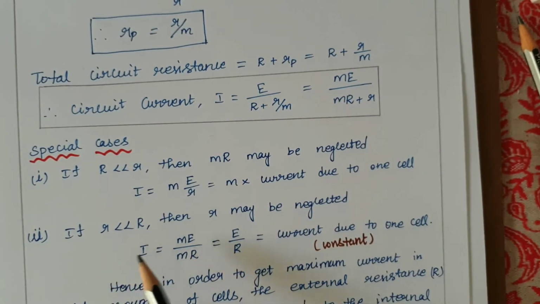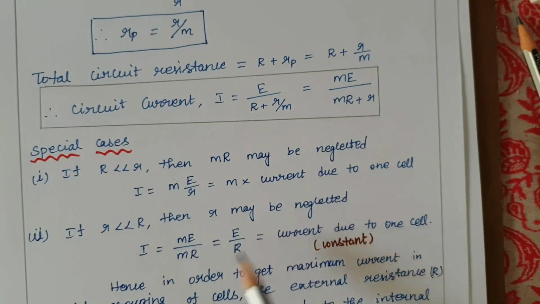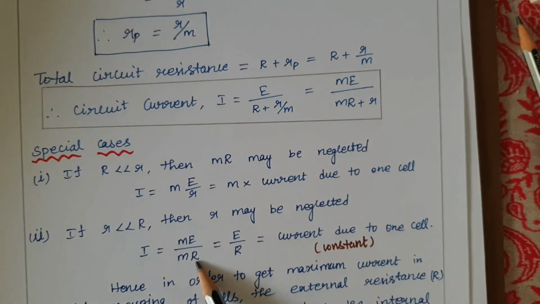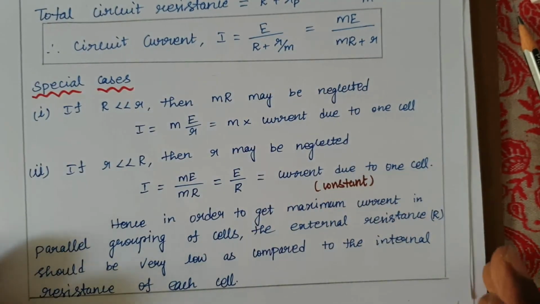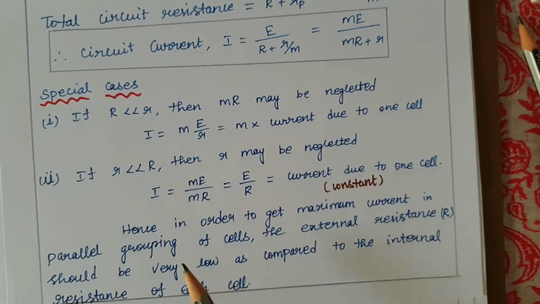Similarly, when the internal resistance is very small compared to the external resistance, then r may be neglected. Then I is equal to ME divided by MR, which is E divided by R. That is the current due to one cell. Hence, in order to get the maximum current in a parallel grouping, the internal resistance must be high and the external resistance must be very low compared to the internal resistance of each cell.